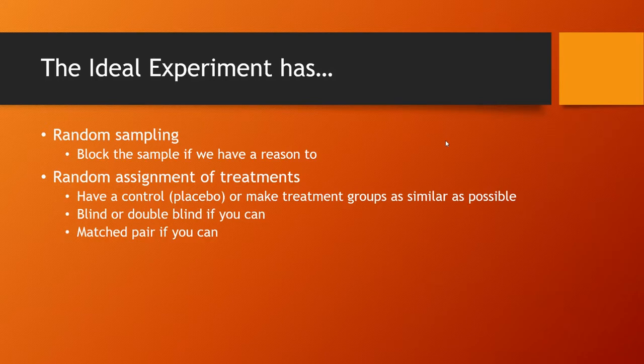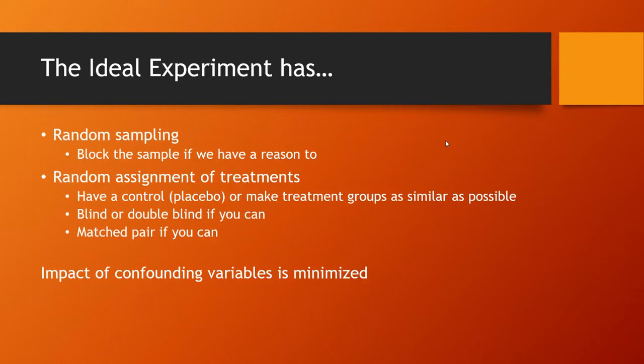If we can blind, we should blind. If we can double blind, we should double blind. If I can do a matched pair, if I can have every subject take every treatment, of course not at the same time, in random order, then that would be ideal also. And again, the reason we want random sampling and random assignment of treatments is to minimize the impact of any kind of confounding variable, any kind of uncontrolled variable. So the most important part is randomness.